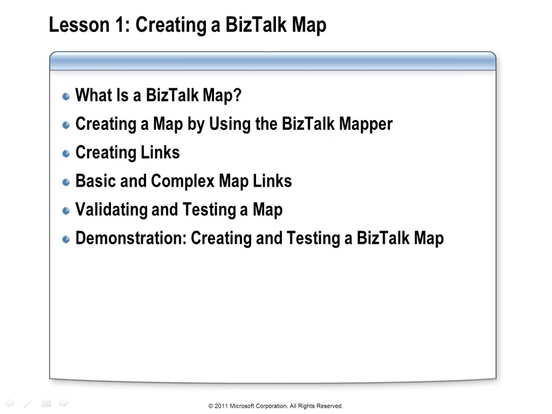In the first lesson of this module, we'll take a look at what BizTalk maps actually are, and when you might want to use one in your applications. And then we'll take a closer look at the BizTalk mapper and see how it helps us create these things. We'll talk about how you can use links to define transformation rules in your maps. And then similar to what you saw with schemas, BizTalk integrates some features within Visual Studio that help you test and validate your maps. And then after that, I will show you what it looks like to create a new map in Visual Studio.